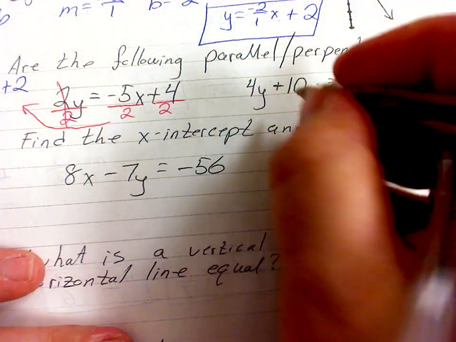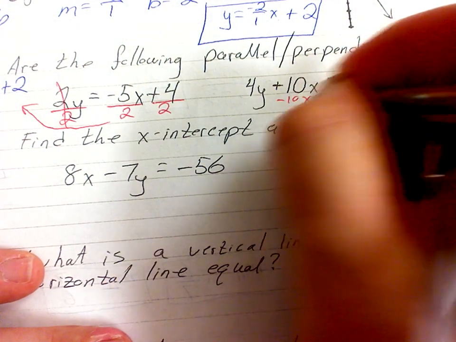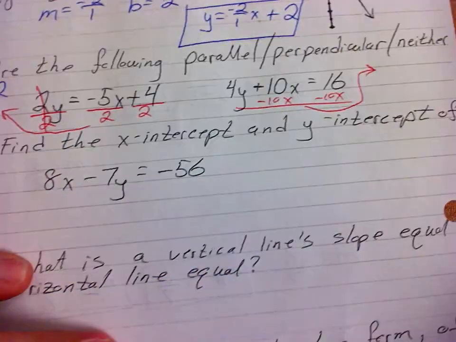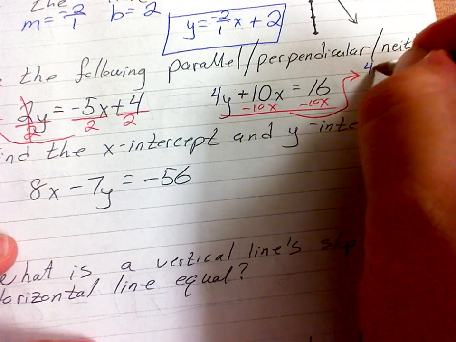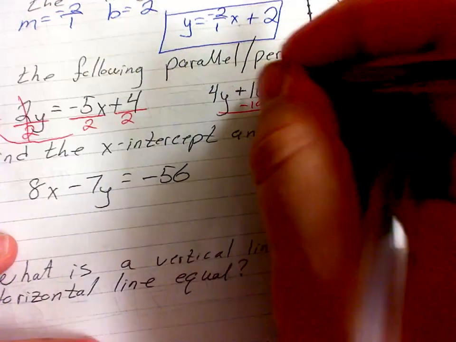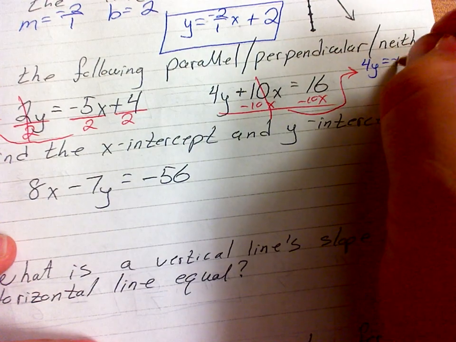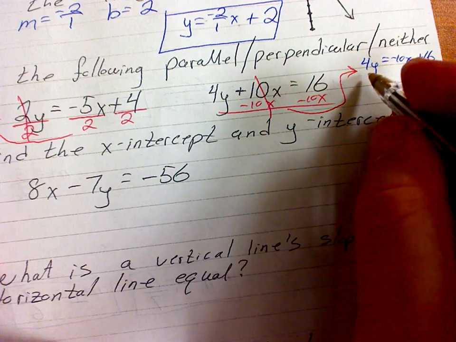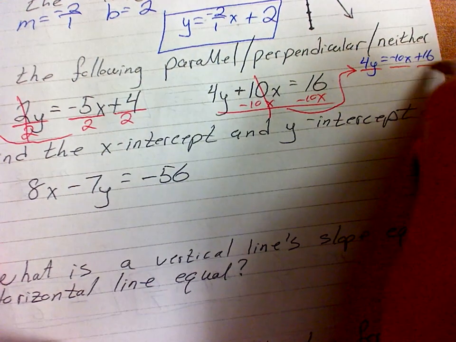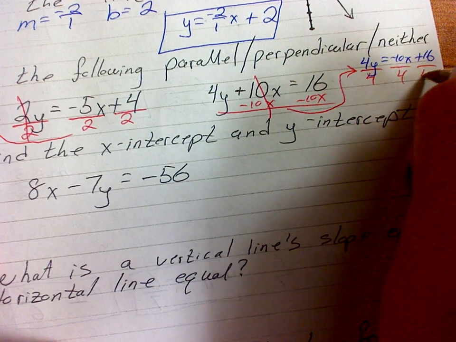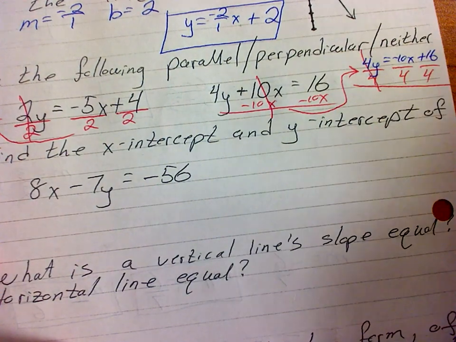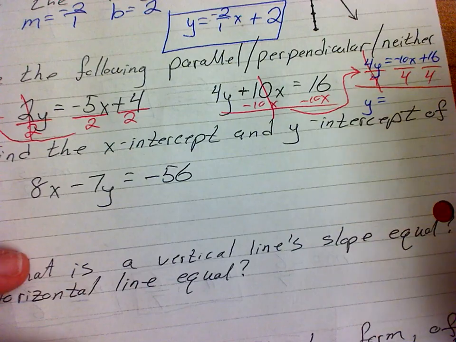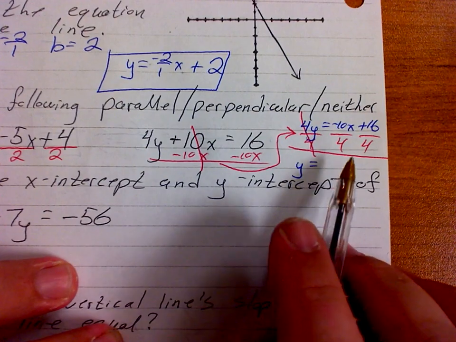So we're going to get rid of a positive 10x by subtracting 10x from both sides. I'm going to write that over here since I'm running really low on room. So I'm left with 4y is equal to, since those 10x's canceled out, negative 10x plus 16. And to get rid of a times 4, we have to divide everything by 4, in which case the 4's are gone, leaving us with y is equal to negative 10 over 4, which does simplify.